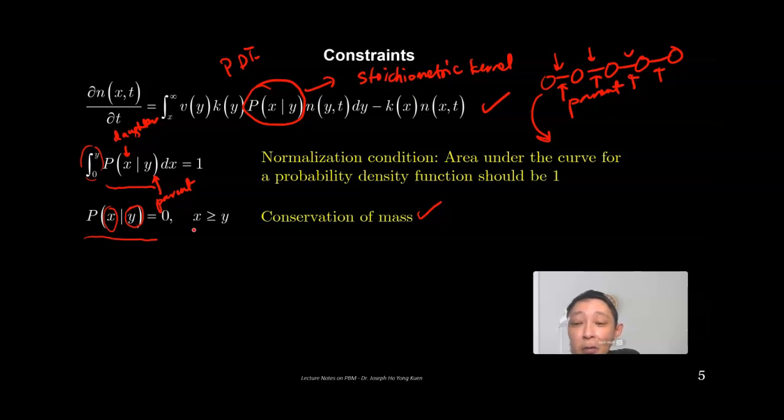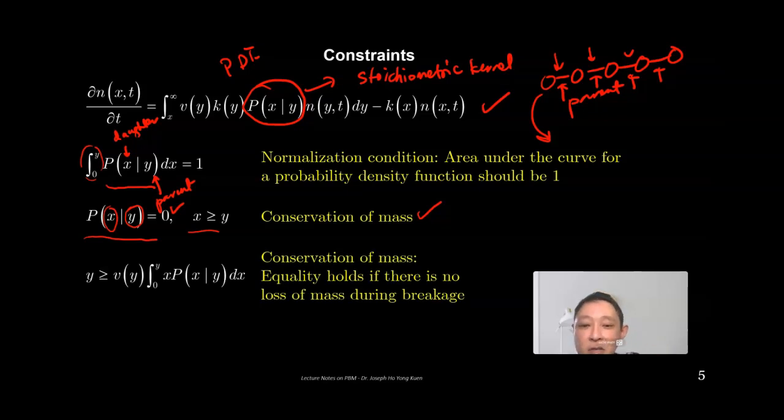And if your daughter particle is larger than or equal to the size of your parent particle, then the probability density function is going to be 0. Now this makes sense, right? Because for a breakage process, you expect your parent particle to break into daughter particles. So mathematically, if the daughter particle is larger than or equal to the size of the parent particle, then you cannot have a probability density function there. So it has to be 0. So this is the second condition.